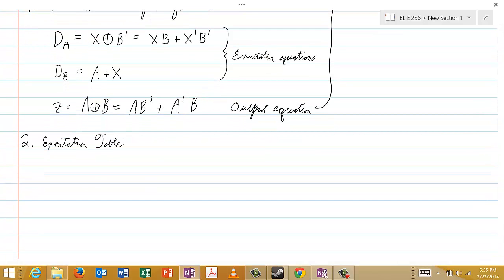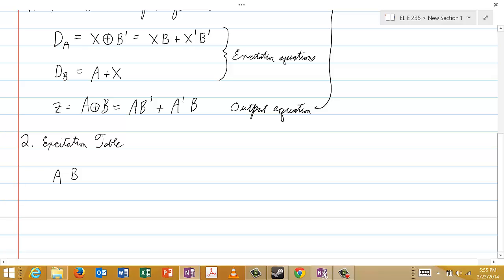And the excitation table will look like this. On the left-hand side of the table, you'll have your states, A and B. And then in the next columns, we'll have information about the excitations. So we'll do it this way. We'll say D sub A and D sub B.